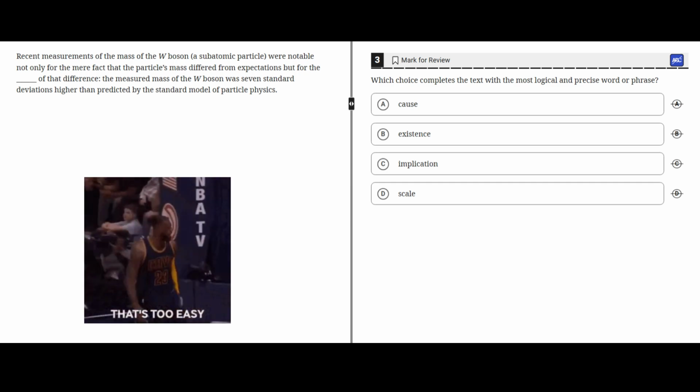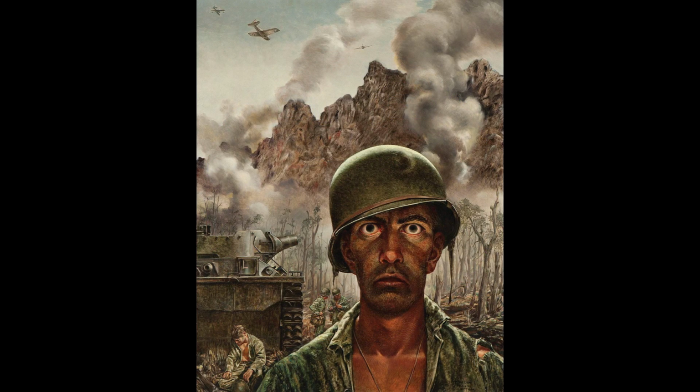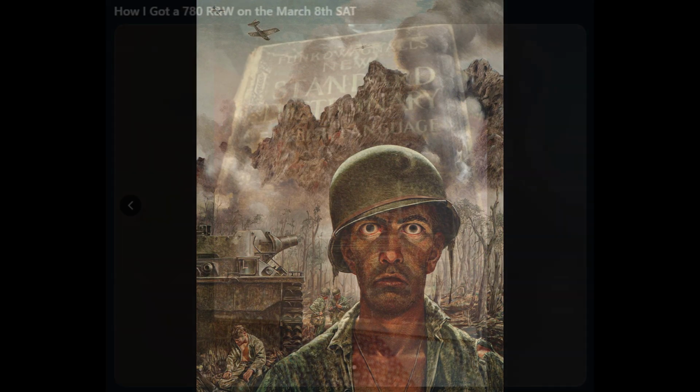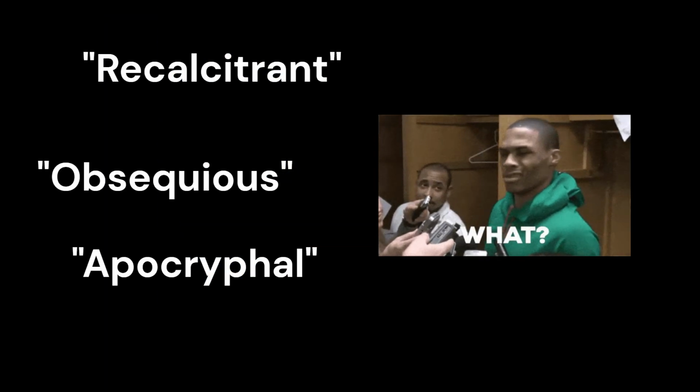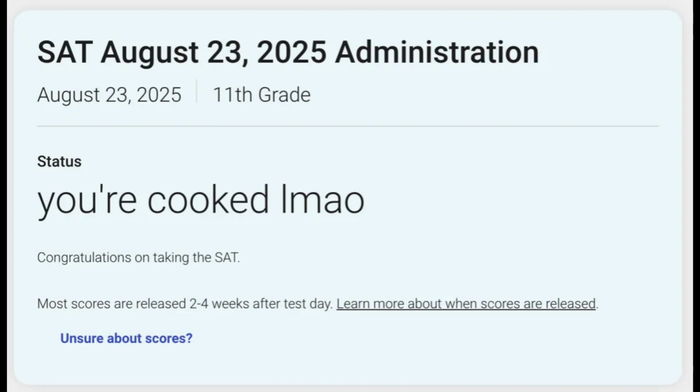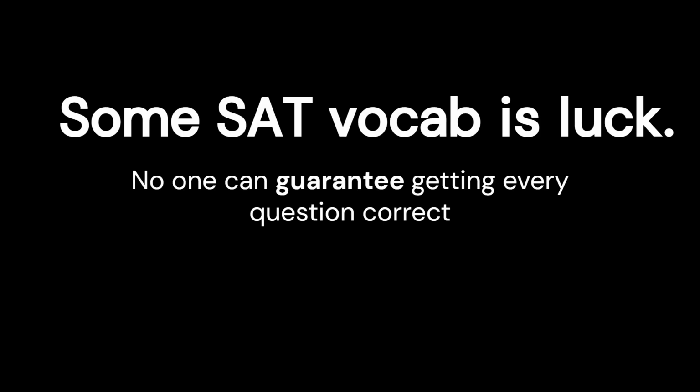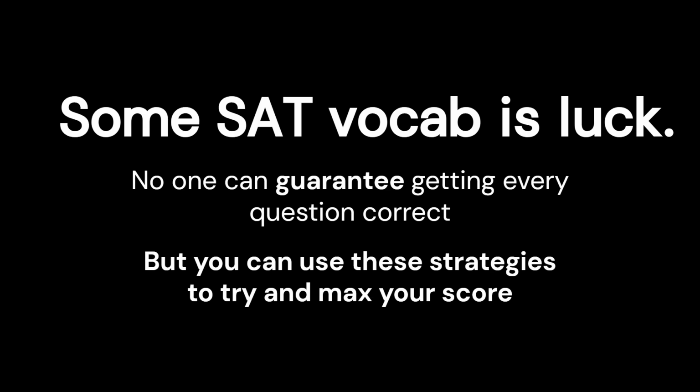You just finished Module 1 feeling great, and then Module 2 hits you with the most diabolical vocab on the SAT. You waste 4 minutes on one question trying to decipher words like recalcitrant or obsequious, and you cook yourself for the rest of the test. Straight up, some SAT vocab is luck. You can't guarantee every question, but if you use the strategies in this video, you'll seriously boost your odds and squeeze the maximum points out of the English section.